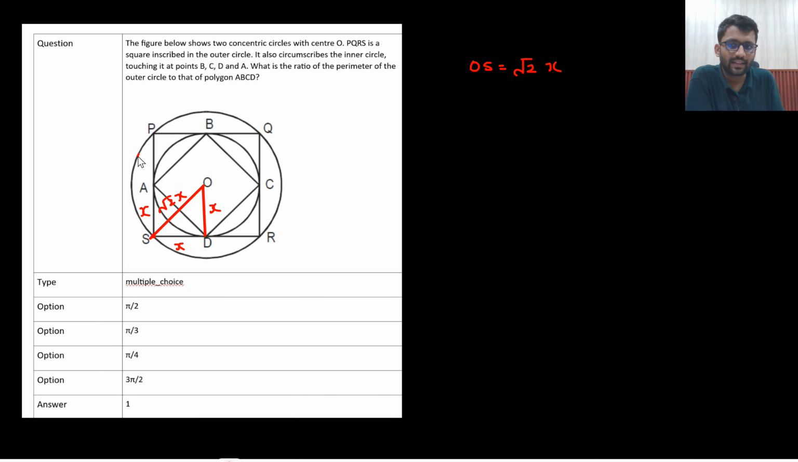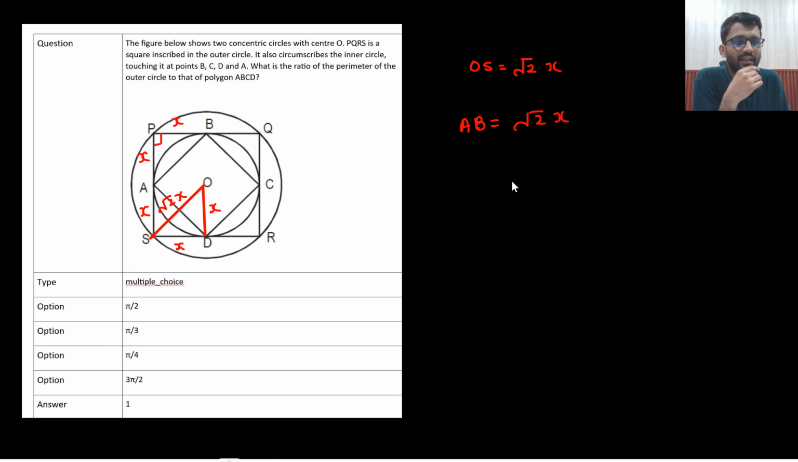Now AP is x as well, right? Because this is a square. So if this is x, this is also x, and this is also x. So what would be your AB? AB. This angle is 90 degrees. This is x, this is x. What would be your AB? AB will also be root 2x. Understood? This is x, root 2x, and this is x, AB will also be root 2x.